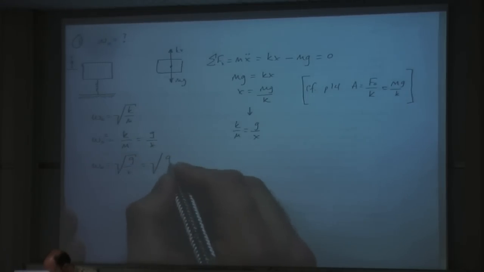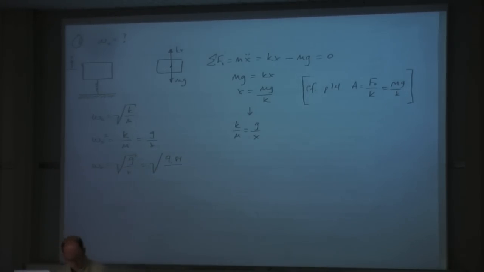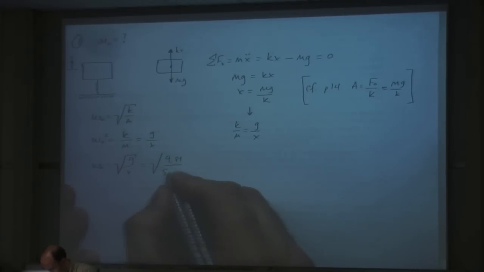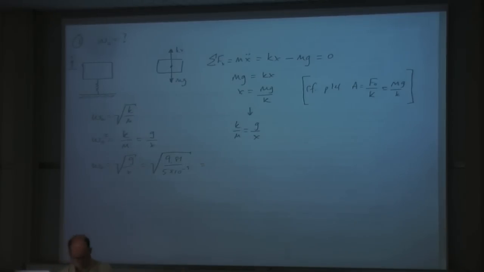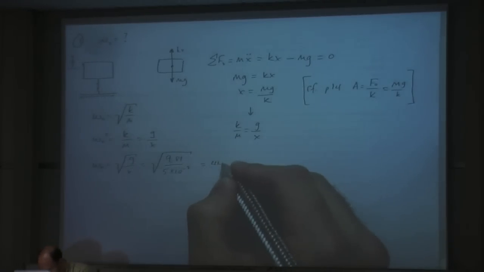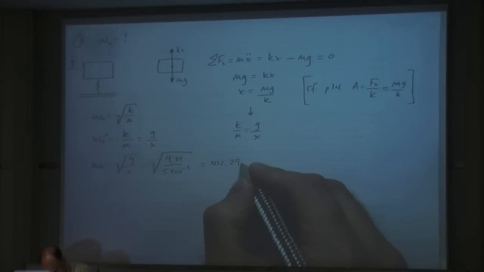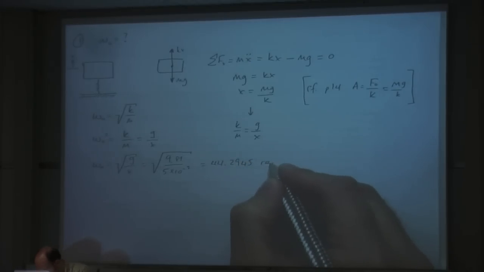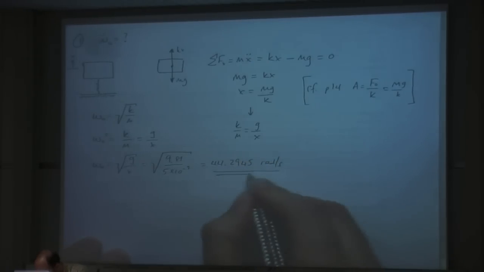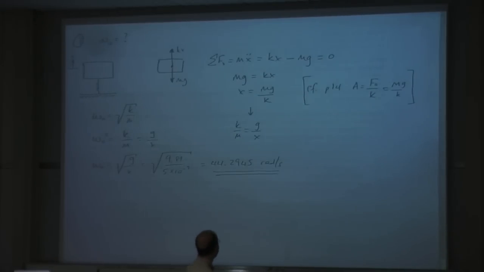So that's the square root of 9.81. There's our value for g. And x, we were told, is 5 millimeters, 5 times 10 to the minus 3. So you do the sums: 9.81 divided by 5 millimetres, square root. 44.2945 radians per second is the solution of that problem.